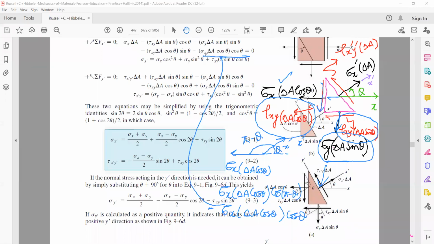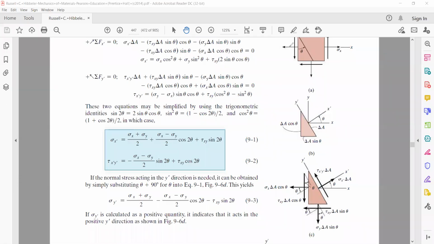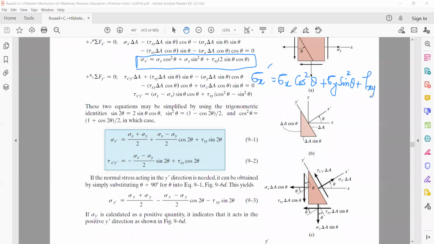The summation of all these you put equal to 0 for the purpose of equilibrium. When you solve it, you get this equation. Please derive this equation yourself. This is a very important equation. You get sigma x prime is equal to sigma x cos square theta plus sigma y sine square theta plus tau xy multiplied by 2 sine theta cos theta, that will be sine 2 theta.